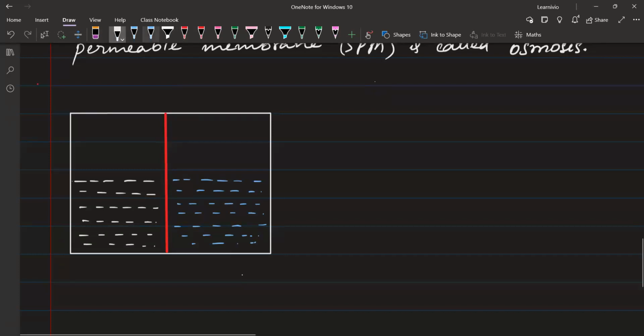So let us suppose here we are having 0.1 molar glucose, and here we are having 0.2 molar glucose. This is the A compartment, this is the B compartment. So I'm giving you a choice. Tell me what will happen.